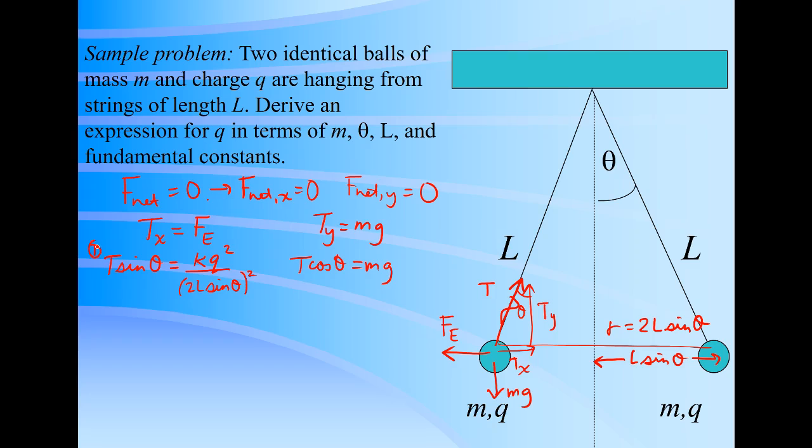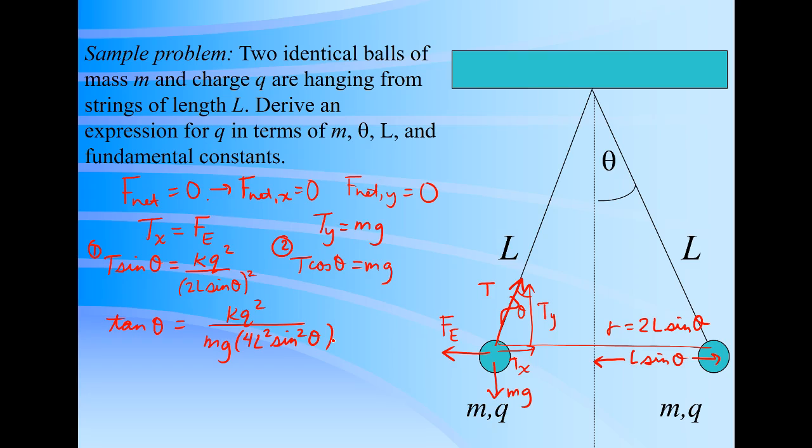Now Ty is going to be T cosine theta, and that's equal to mg. And if I call this equation 1 and equation 2, if I divide equation 1 by equation 2, my tensions will cancel out, and I will get that the tangent of the angle is KQ squared over mg times the quantity 4L squared sine squared theta, just distributing that square.